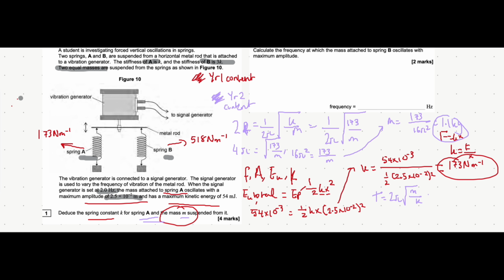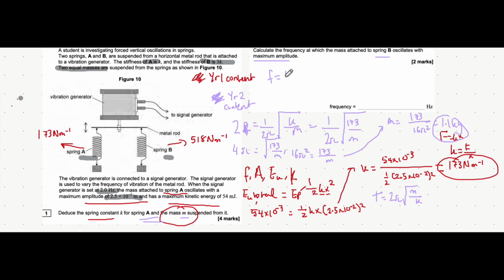And now we can move on to the last question. Calculate the frequency at which spring B oscillates with our maximum amplitude. So we're going to use that same maximum amplitude of 2.5 times 10 to the minus 2. On top of that, we know the spring constant. We're just using the same equation again, honestly.